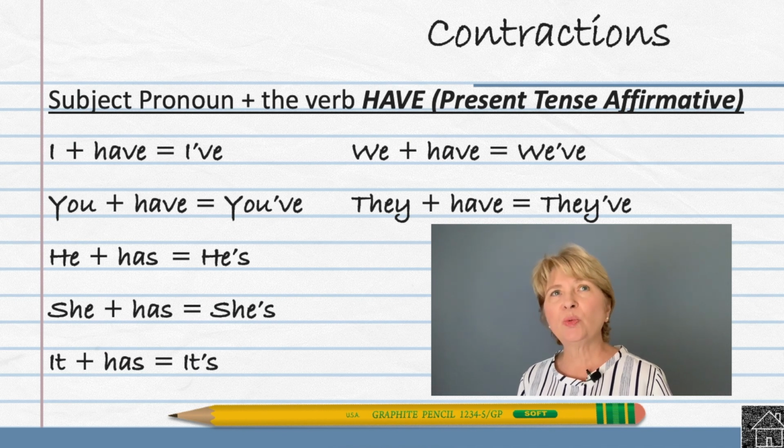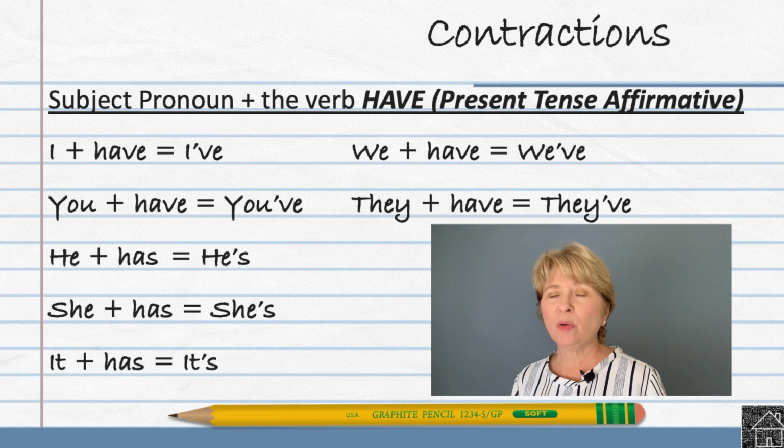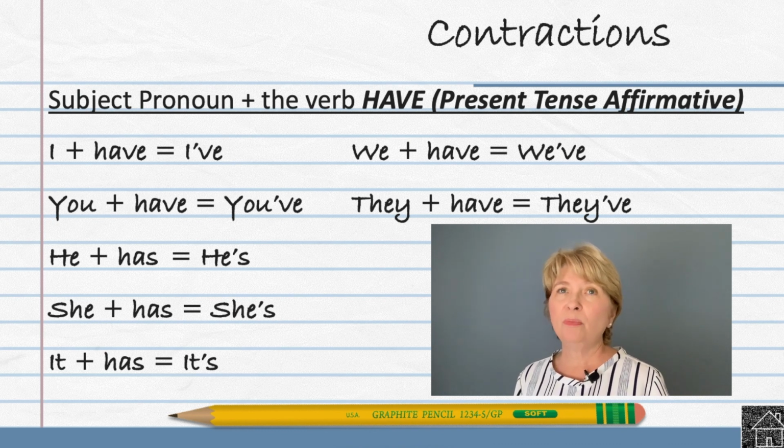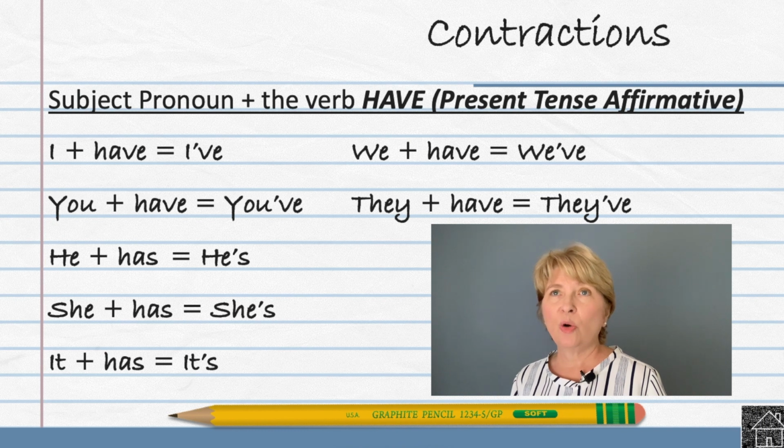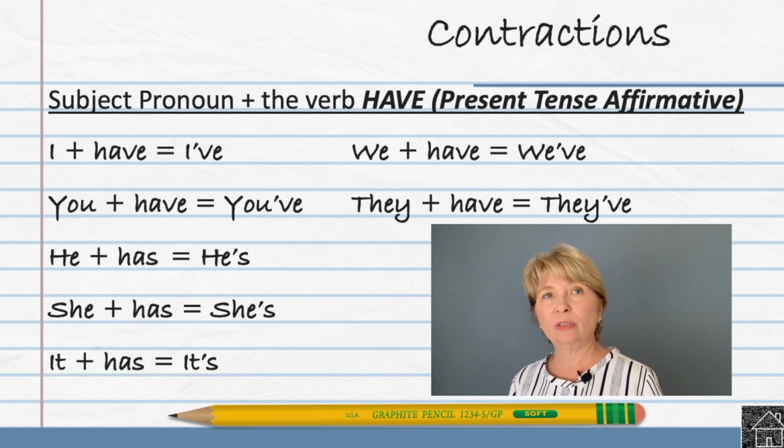To make contractions with have in the negative, it's a little different. In this case, we need to keep the subject pronoun without any contraction and add the contraction to have plus not. So it's I plus have plus not, or I haven't. You plus have plus not, or you haven't. He, she, or it has not, or he, she, or it hasn't.